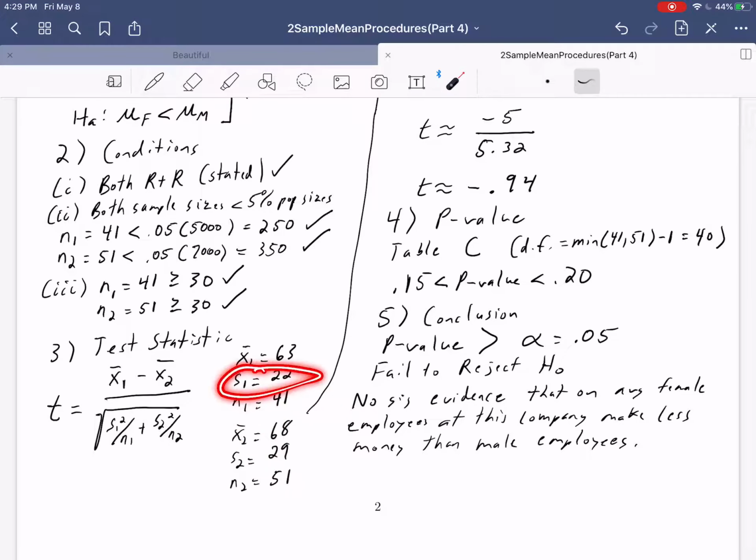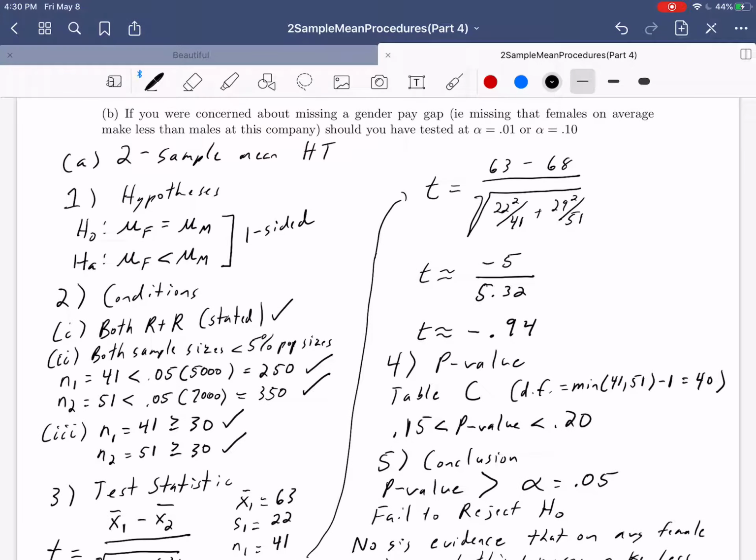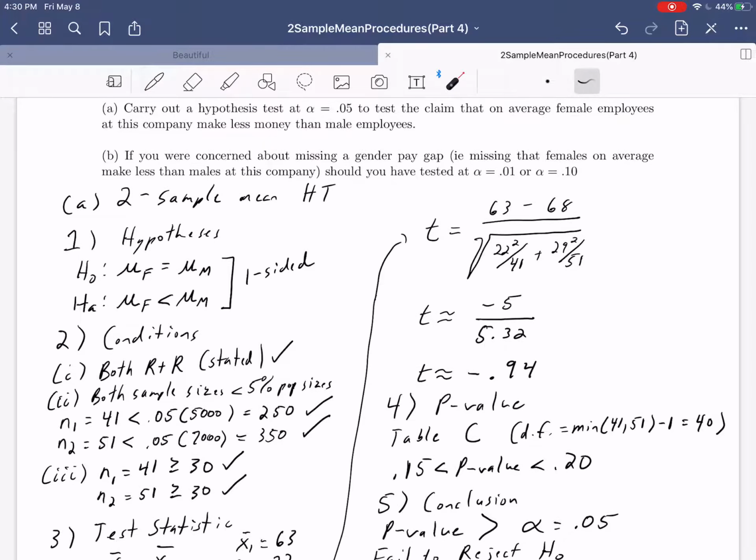But given the amount of deviation that we saw and the relatively small sample sizes, we cannot conclude that what we saw in our sample was enough evidence to really believe that there was some gender pay gap overall in the company. Okay. Now, since this was just another quick example of running one of these hypothesis tests, we're doing something a little bit new and thinking about part B here.